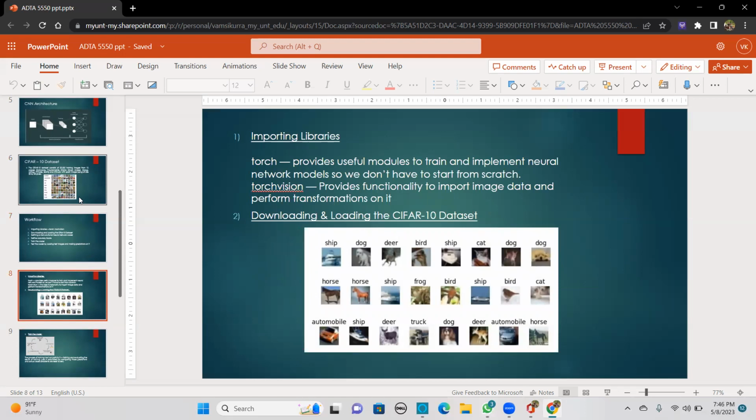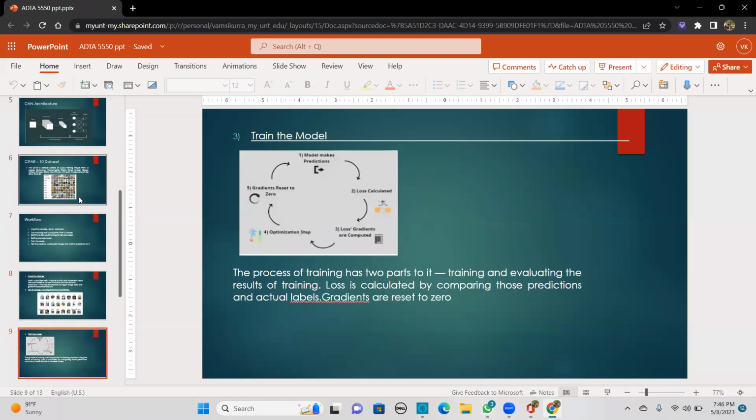Importing libraries. PyTorch provides useful modules to train and implement neural network models, so we don't have to start from scratch. And torchvision provides functionality to import image data and perform transformations on it, and train the model.